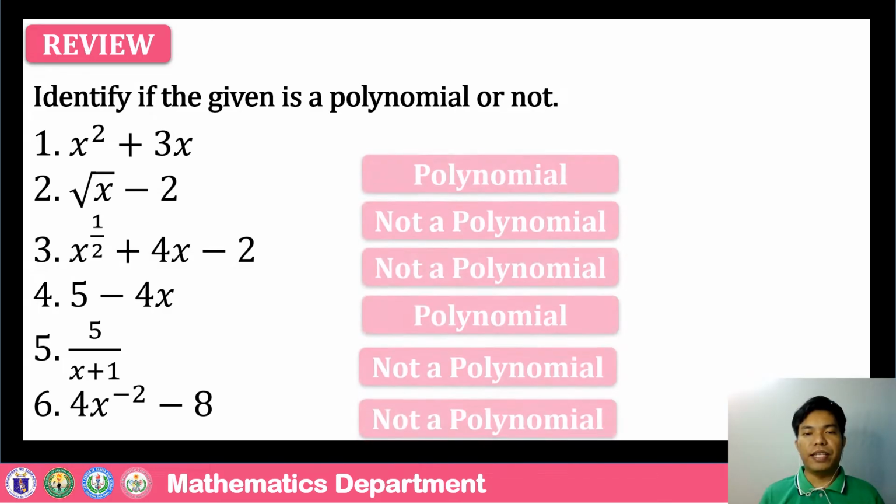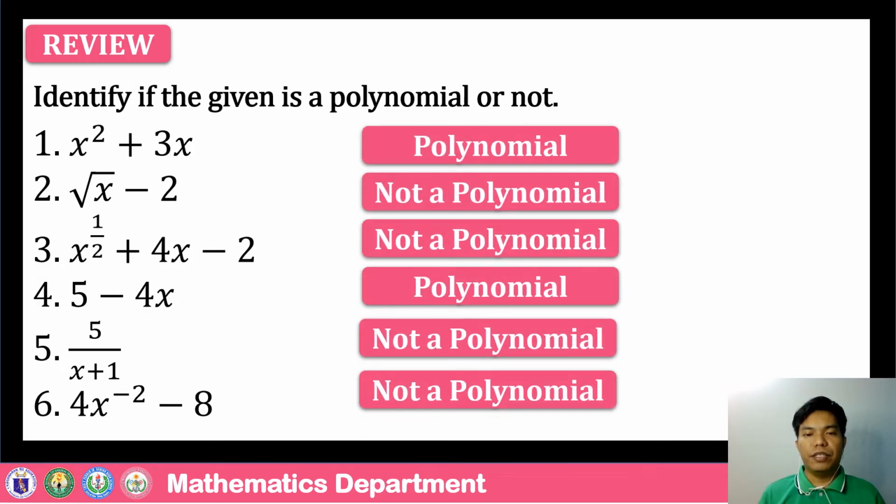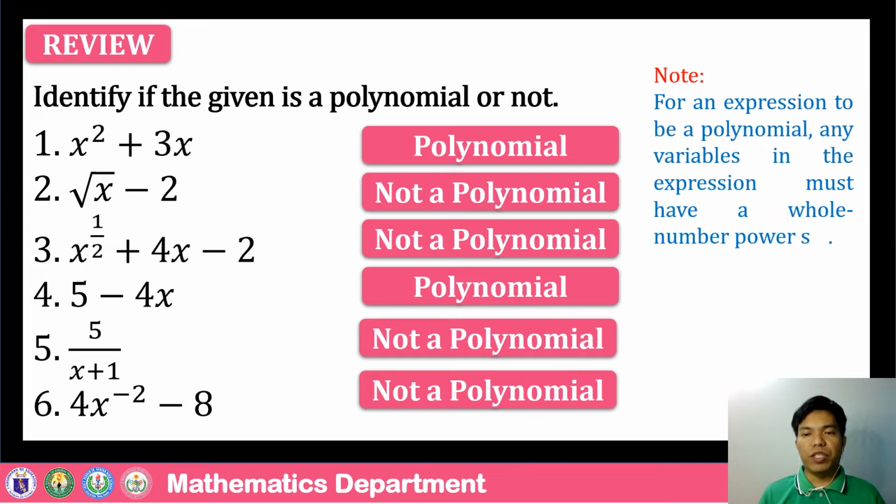And here are the answers. Notice that in our answers here, only the numbers 1 and 4 are considered polynomials, while the rest are not a polynomial. Now take note that for an expression to be a polynomial, any variables in the expression must have a whole number of powers.